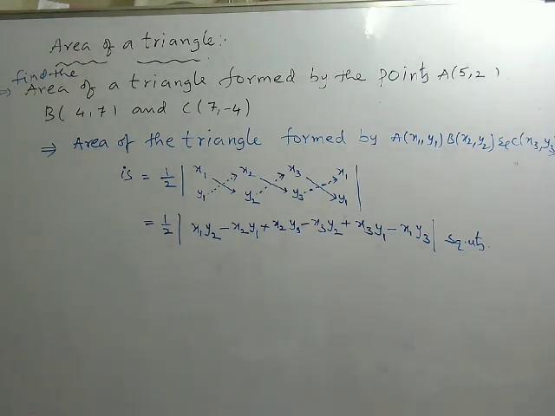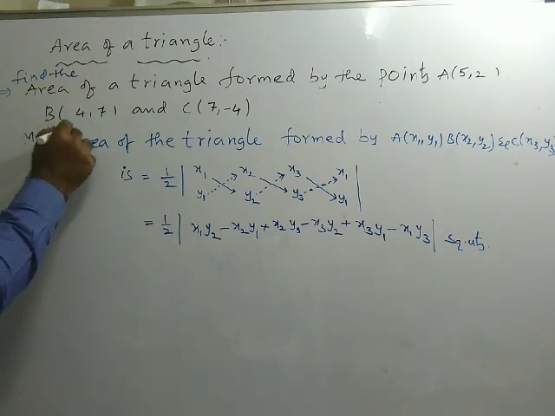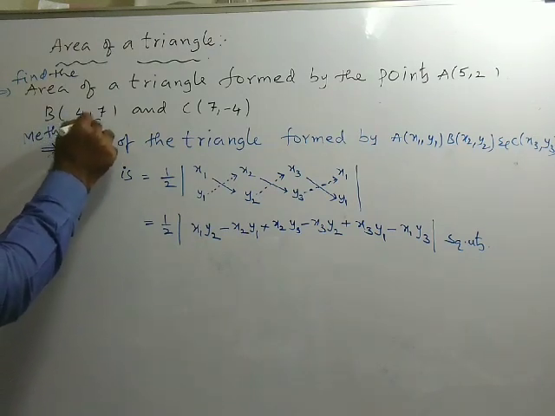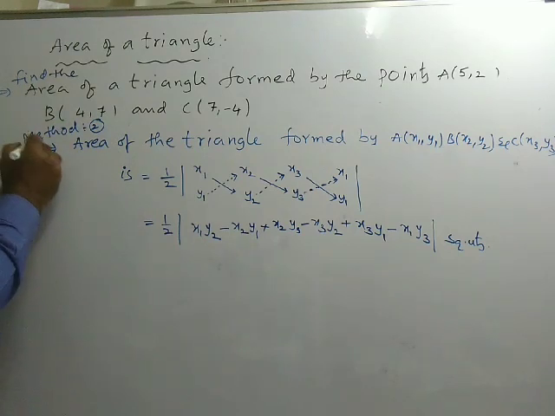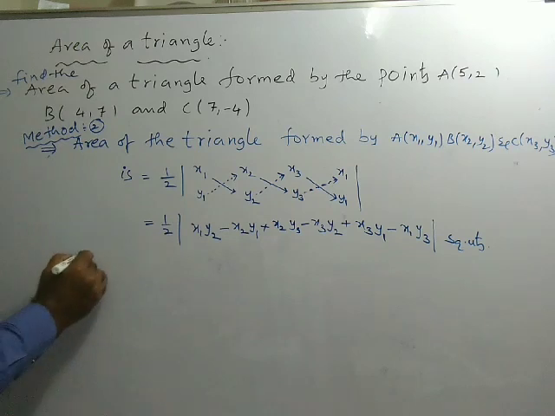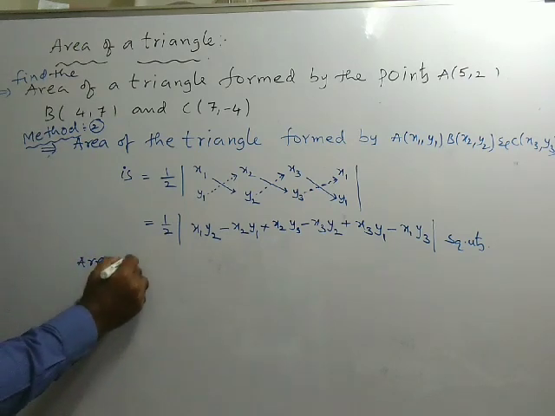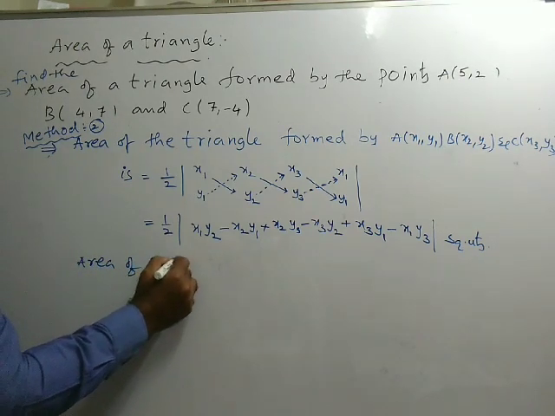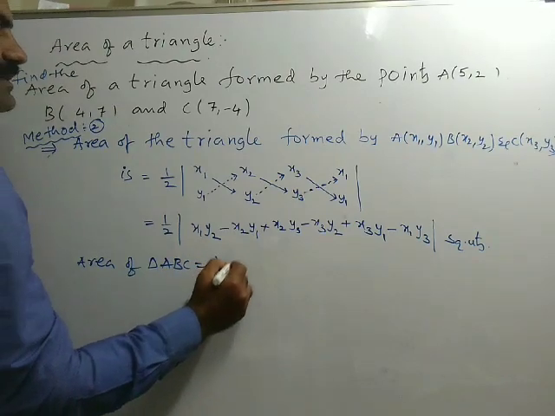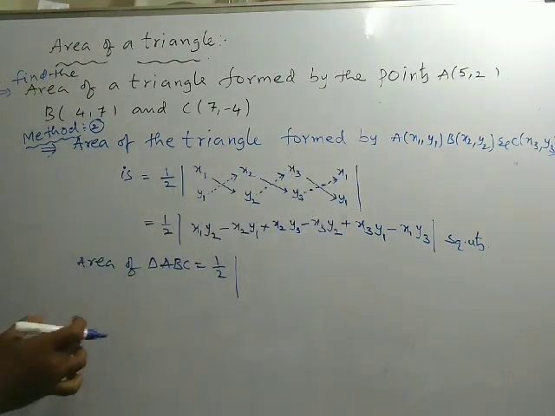Now let us solve the same above problem in this method. This is nothing but method 2. Method 2 to find the area of a triangle. Whatever we discussed earlier is also suitable. So now coming to here, the area of triangle ABC is equal to half modulus of, first we need to write the x coordinates.